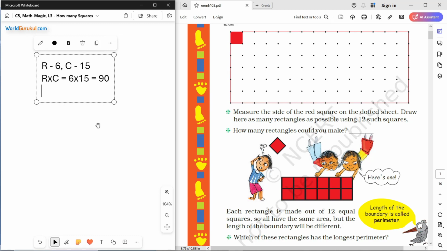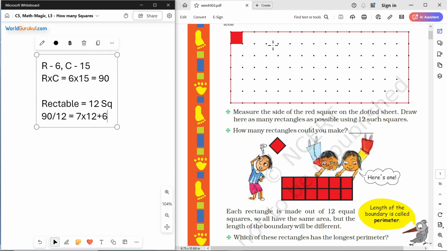It's a simple equation. One rectangle equals 12 squares, right? And we have 90 squares in this. So how many rectangles we can make? 90 divided by 12. 7 blocks of 12 plus 6 squares will be left. We can make how many rectangles, each containing 12 such squares? We can make 7 rectangles out of these dots, right?